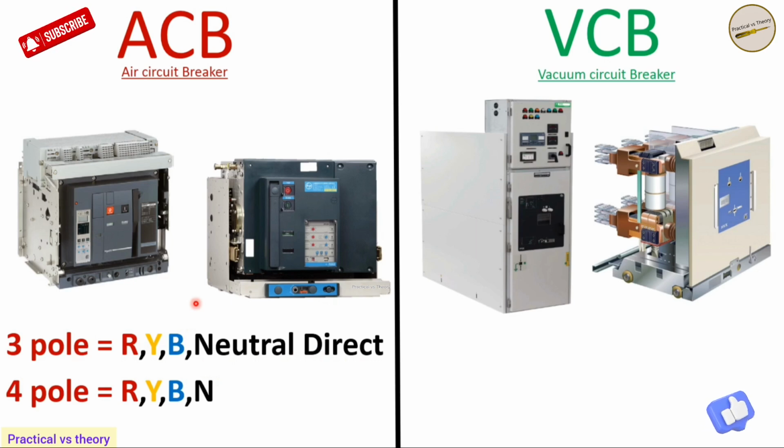Instead of that TP, I have a 3-pole ACB, okay? For example, you already know about a 3-pole ACB. R Y B will be there and the neutral direct. There will be a bus bar directly next to the neutral. Now, let's say I have a 4-pole TPN. They call it TPN, triple pole with neutral, okay? Instead of that, I have a 4-pole ACB, air circuit breaker R Y B neutral.